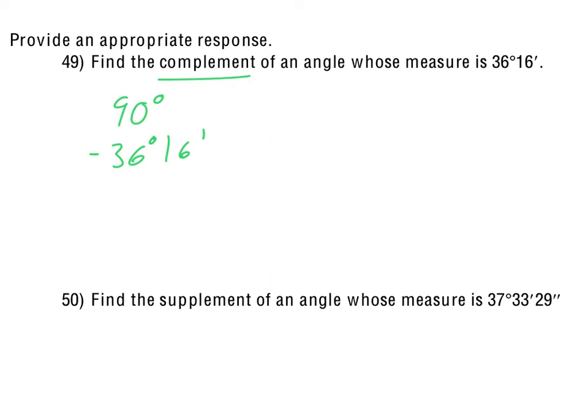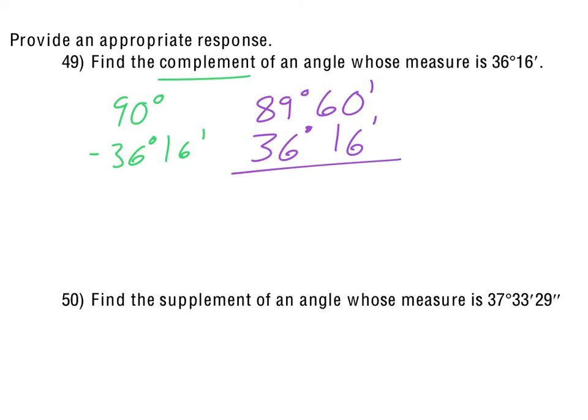So what I do with that is I borrow one of the degrees, making it 89 degrees, and exchange that or turn it into minutes. Then I have degrees and minutes that I can subtract this from. So 60 minus the 16, we're talking 44 minutes, and then 89 minus 36, you're talking 53 degrees. So 53 degrees, 44 minutes.